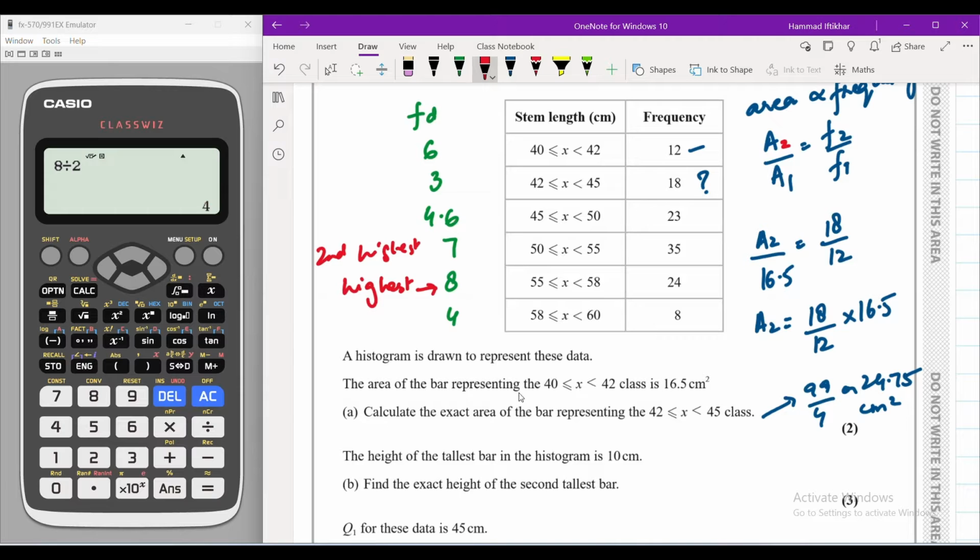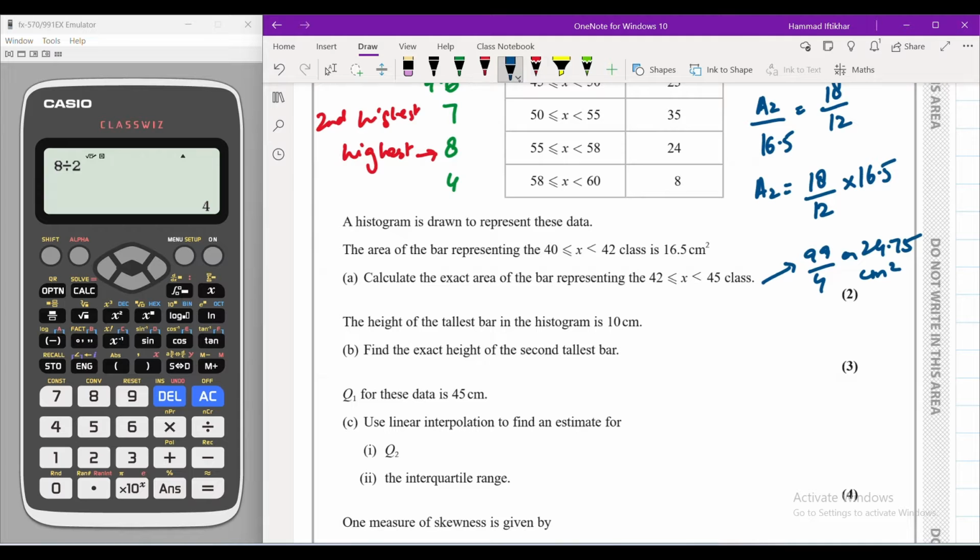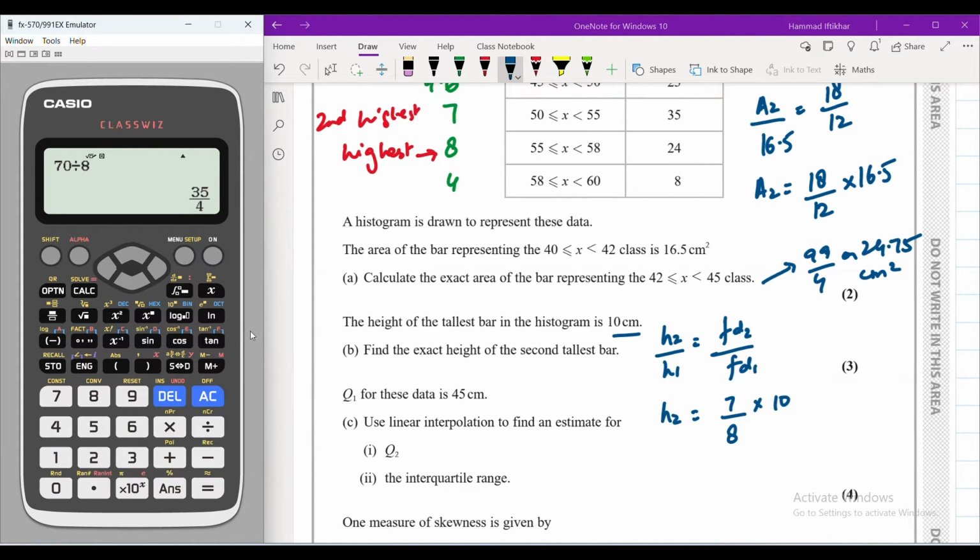So we can use the proportionality here also, that height 2 over height 1 is equal to frequency density 2 over frequency density 1. So we are looking for this height. The frequency density of that is 7, 7 over 8 times 10. So 70 divided by 8, that is 8.75.